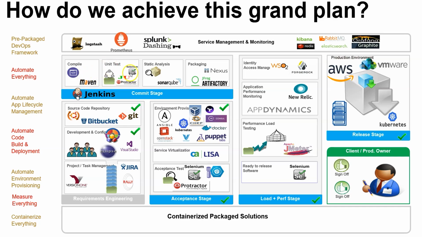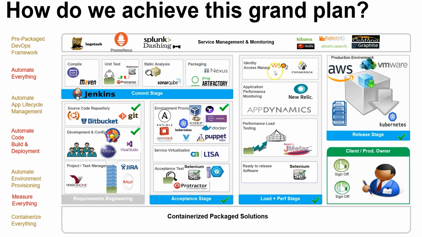And for unit testing we have Selenium, Protractor, JUnit, and for static code analysis we have SonarQube. For packaging we have Nexus and Artifactory, and for environment provisioning Chef, Ansible, OpenStack, Kubernetes, Vagrant, Puppet, Docker. All these are environment provisioning tools. Then service virtualization CA and Lisa. Acceptance test again Selenium, Protractor. Then identity and access management, these two tools. Application performance monitoring, these tools. Performance load testing JMeter. Ready to release software Selenium.